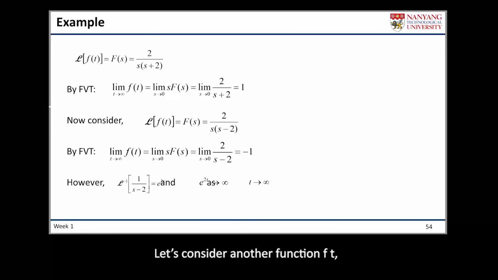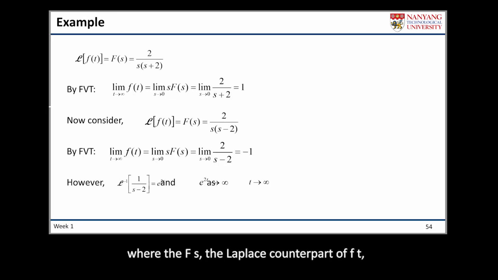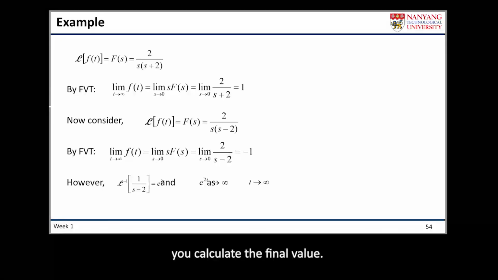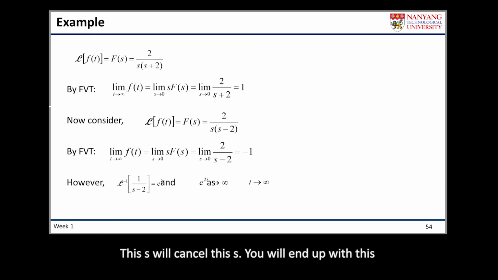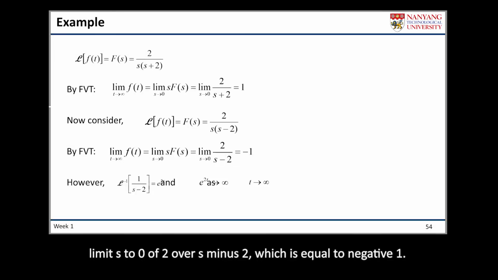Let's consider another function f(t) where F(s), the Laplace counterpart of f(t), is equal to 2 divided by s minus 2. Now, by applying the final value theorem, you want to evaluate the final value of f(t). You substitute 2 over s minus 2 for F(s) and calculate the final value. This s will cancel this s, you end up with the limit as s goes to 0 of 2 over s minus 2, which is equal to negative 1.